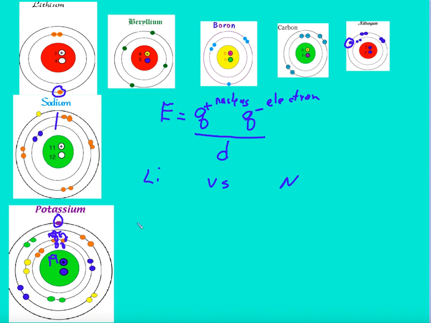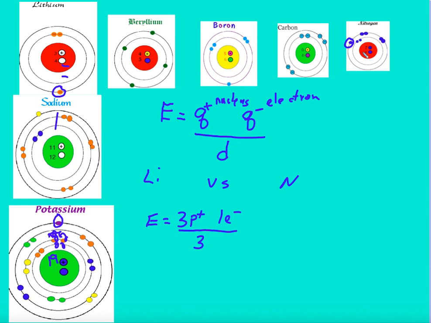If we plug it into this simplified version of Coulomb's law for lithium, the nucleus for lithium has 3 protons. We're trying to take 1 electron, so that's like 1 minus, divided by the distance. The distance from this nucleus to this electron, we'll just make up a number here and say it's about 3 units. I'm just making that distance up.